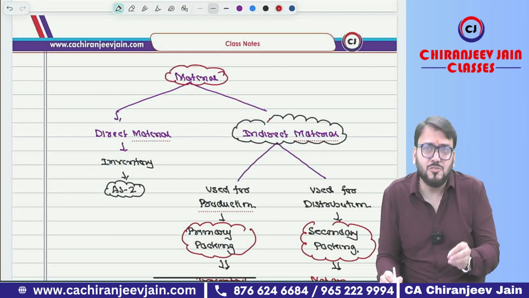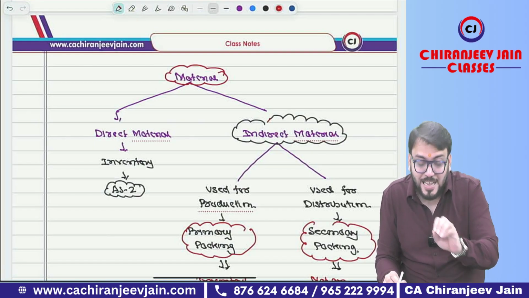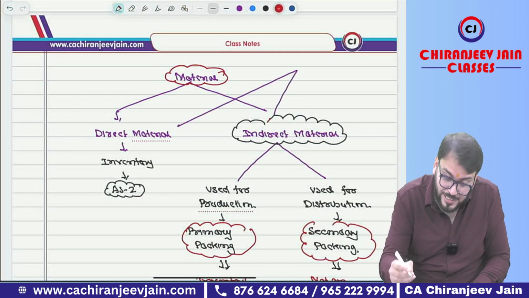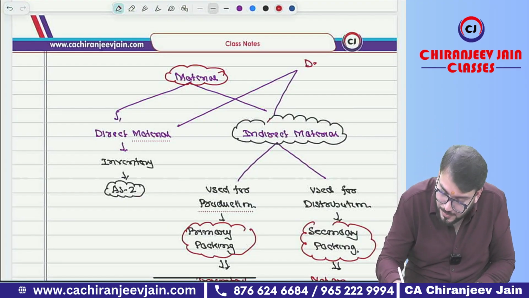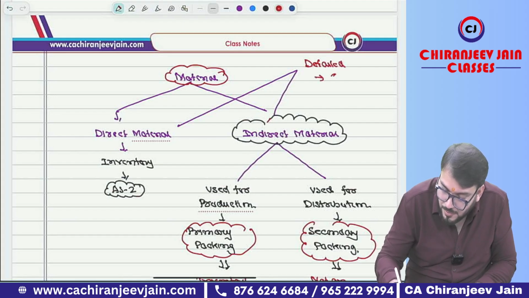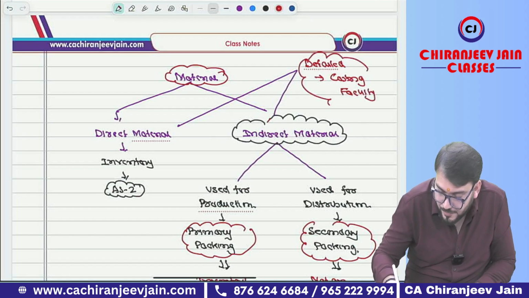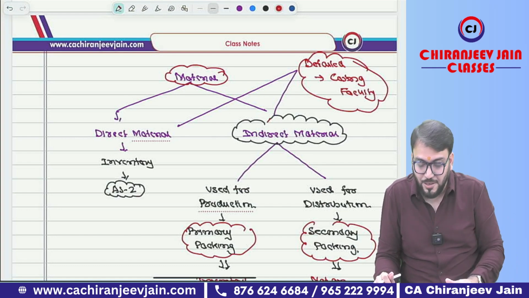So what I just want to say, material can be direct, indirect. Now what is direct, what is indirect? Detailed discussion will be done where? For detailed discussion, I hope you have understood, it will be done by your costing faculty. Okay, sir. Any doubt?